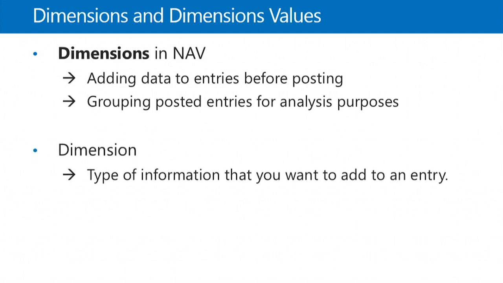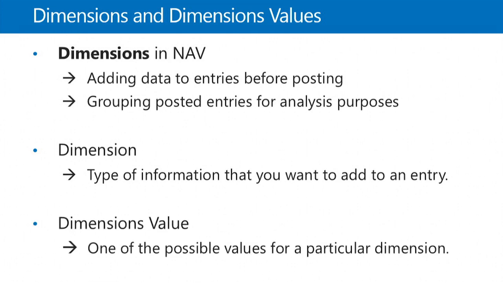Now, we will start with creating the dimension itself, so the type of information that you want to add to an entry, and we will look at the examples of Kronos, but I already named some examples like customer group, cost center, product group, and so on.